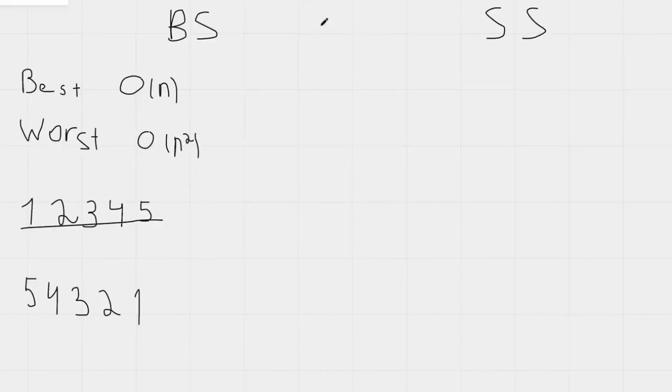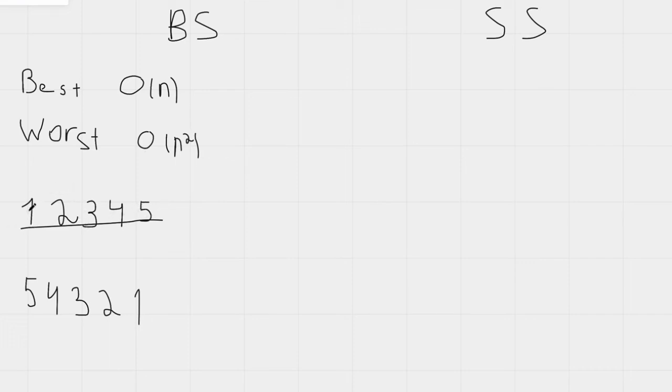Let's now move on to the second point of difference, the time complexity. Bubble sort has the best case scenario, big O of n, and the worst case scenario, big O of n squared. What's the best case scenario? The best case scenario is the array that's already arranged in ascending order.